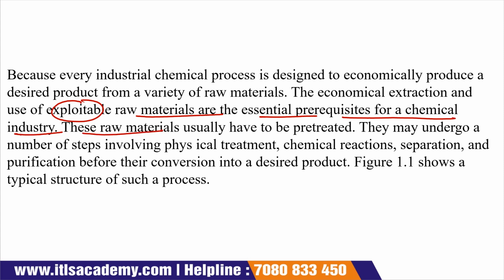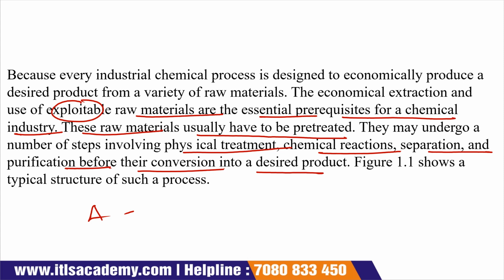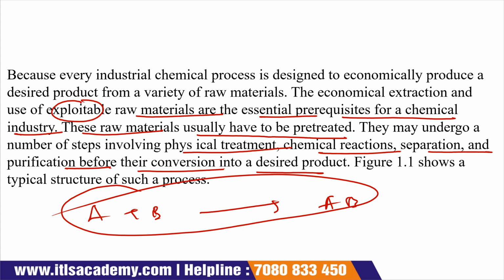These raw materials usually have to be pre-treated. They may undergo a number of steps which involve physical treatment, chemical reaction, separation, and purification before their conversion into a desired product. This is your A, this is your B, it is converted into AB, but this whole process also involves some physical treatment, chemical reaction, even separation and purification. Then after that it will convert into this AB.